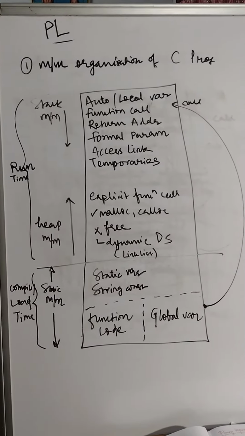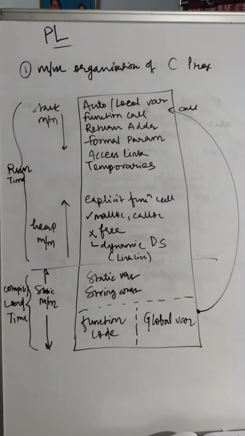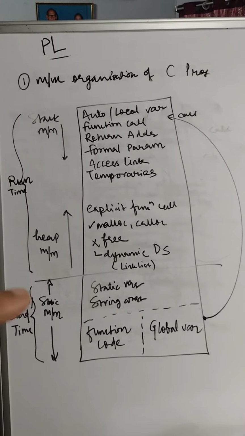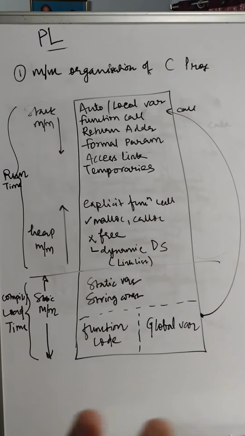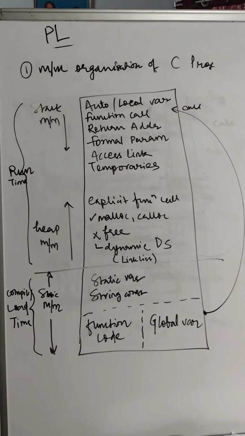So the first part of programming language is the memory organization of the C program. Given a memory like this, it can be divided into three parts. That is the static memory. And static memory, as the name suggests, is static and is given a particular space in any memory organization. And the rest of the memory is divided into the stack memory or the heap memory.